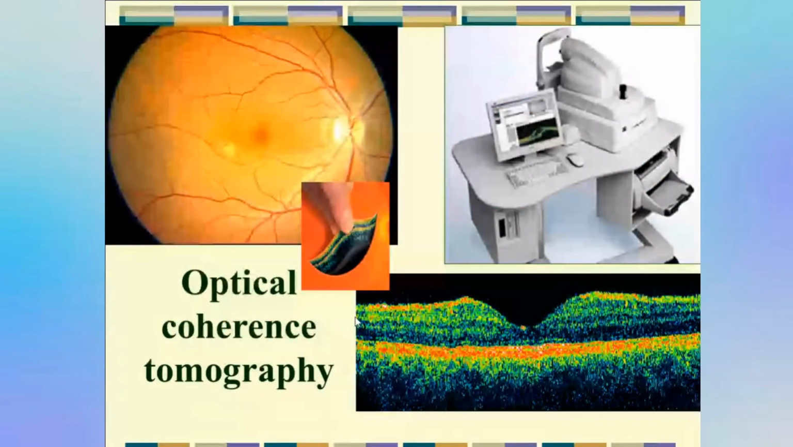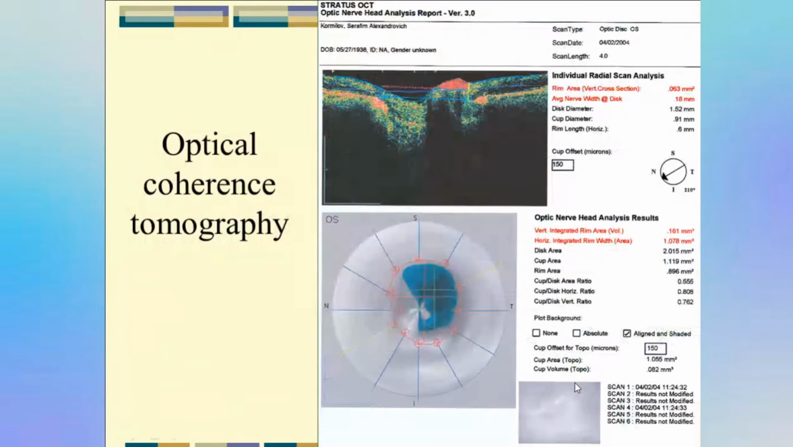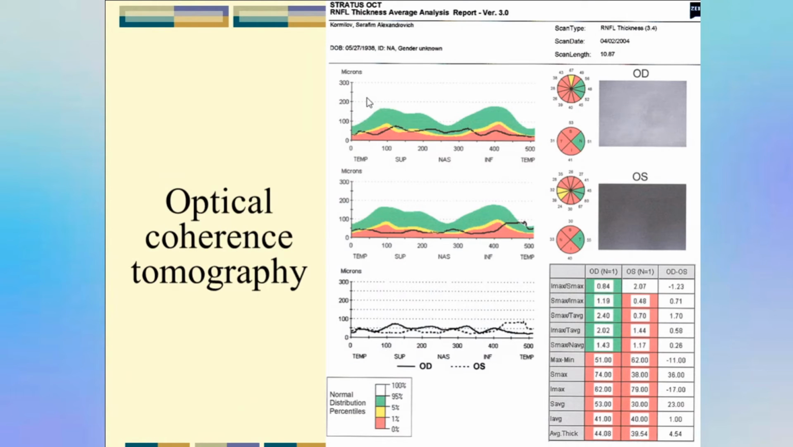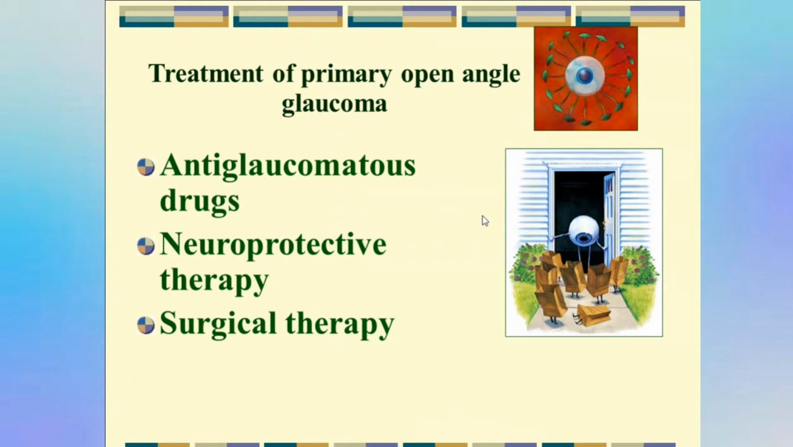Let's speak about optical coherence tomography. Here you see the macular area. This is a picture of the optic nerve disc. Here on this picture, you see the thickness of nervous fibers. Here you see that the thickness of nervous fibers decreases. The thickness must be in the green area, and if we receive such a picture, we can suggest glaucoma.